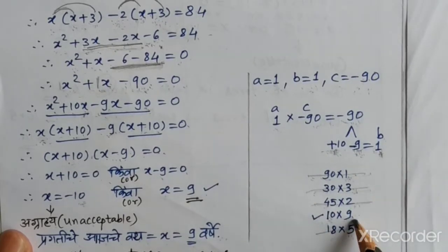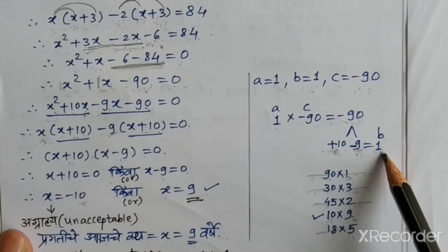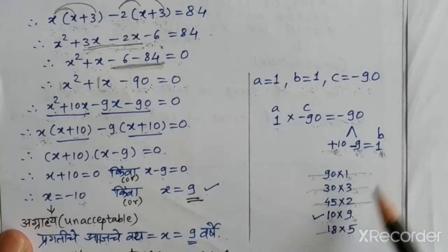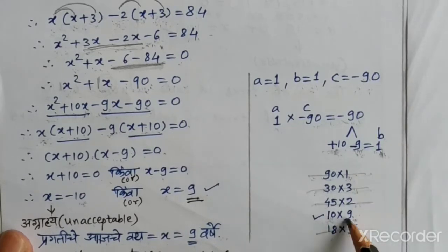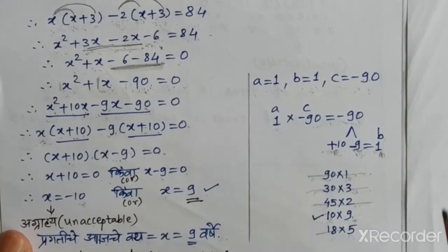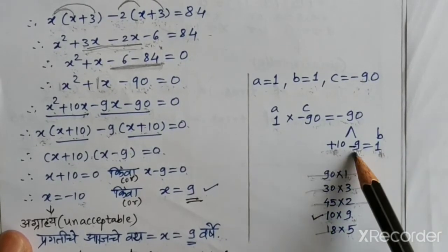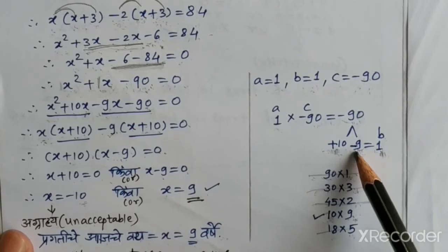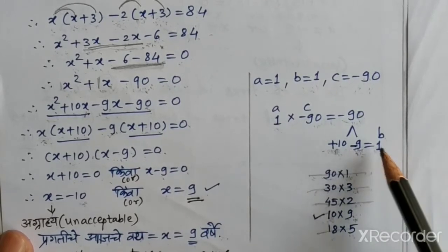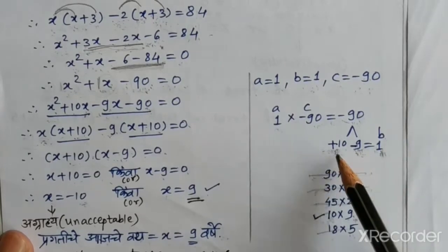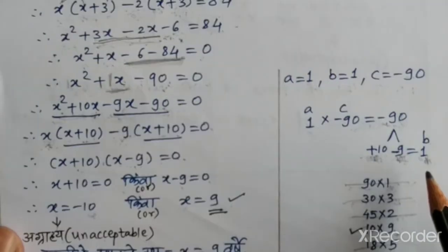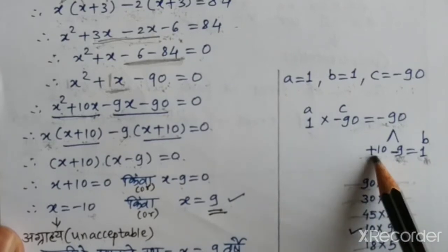But here 10 plus 9 is 19, but 10 minus 9 is 1. So here addition is not equal to b, but subtraction is equal to b, because subtraction 10 minus 9 is 1. So this pair we have selected here. So write here 10 and 9. Now give the signs here. The sign of b is always go to the big number.